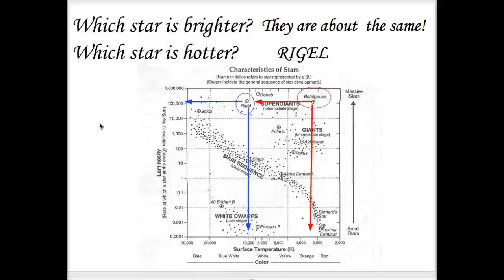And that ends this lesson. We're going to be now practicing using the HR diagram when we're doing our astronomy lessons and throughout this whole unit.